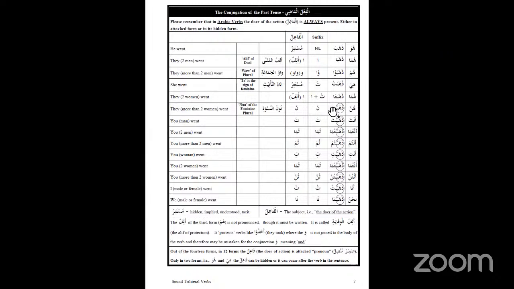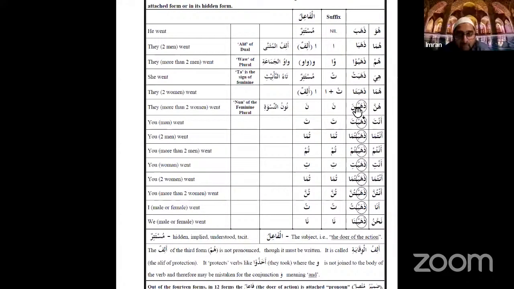And then in the sixth form, what happens? All the three-letter verbs, dhahaba from the sixth form onwards, get a sukoon, dhahab, and a noon with a fatha, dhahabna.